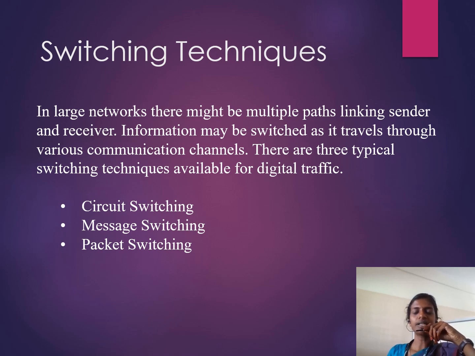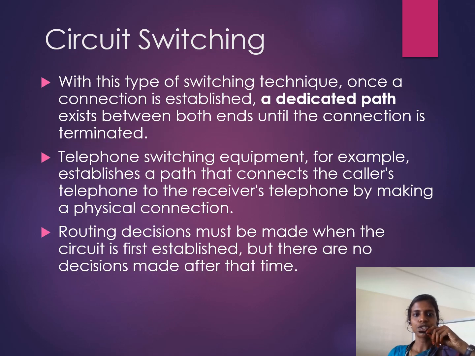This switching technique helps us to choose the best route or the best path for the data transfer from the sender side to the receiver side. There are three types of switching. One is circuit switching, the second one is message switching, and the third one is packet switching. First, what is circuit switching? In circuit switching, there is a dedicated path between the sender and the receiver. What is the dedicated path? First, the connection will be established, then the data transfer will be done, then finally the connection will be disconnected.